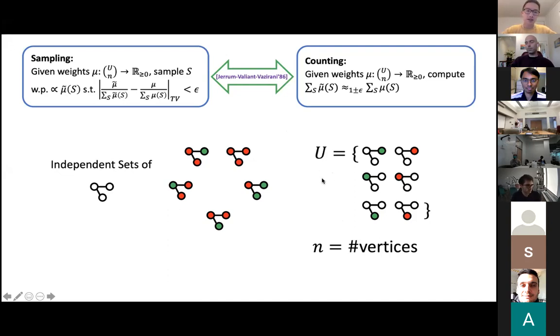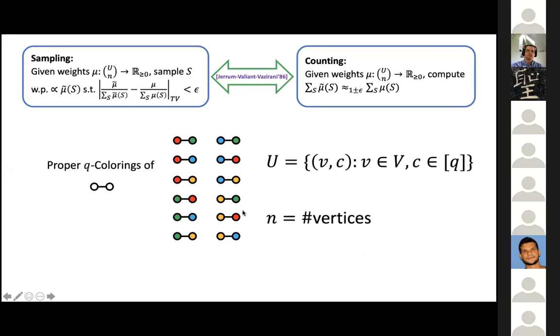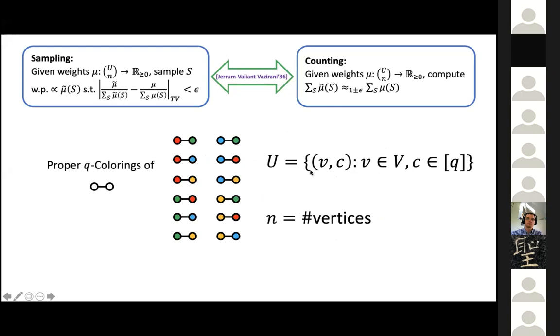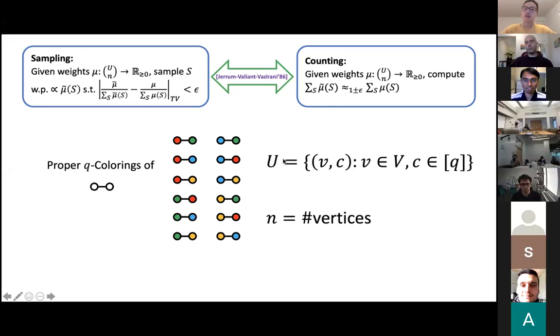The ground set U has size 2n. And you can imagine that this sort of construction of independent sets generalizes in a fairly straightforward manner. For instance, you can do this for proper colorings of a graph, where again, the ground set U is the set of all vertex color pairs, and n is the number of vertices. And this construction generalizes. So I hope I've convinced you that restricting my attention to this setting is kind of without loss of generality. At least it captures a lot of interesting examples that are studied in the literature.